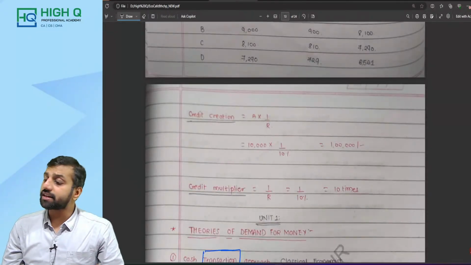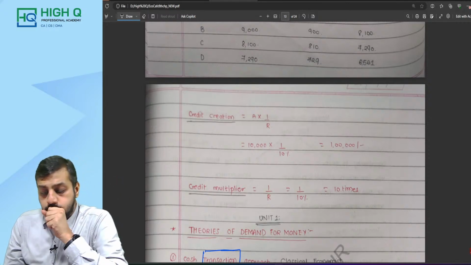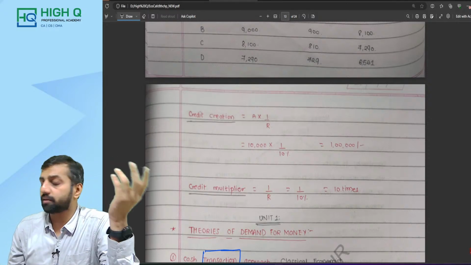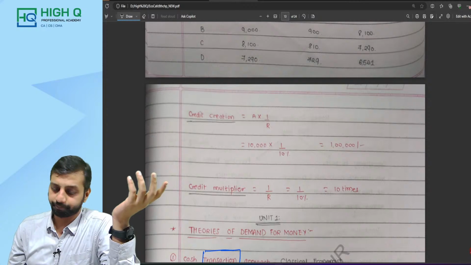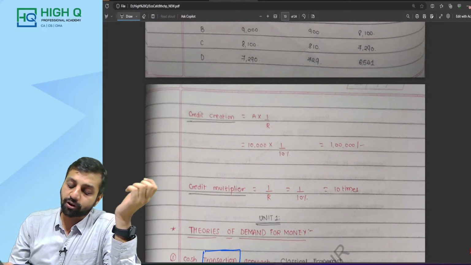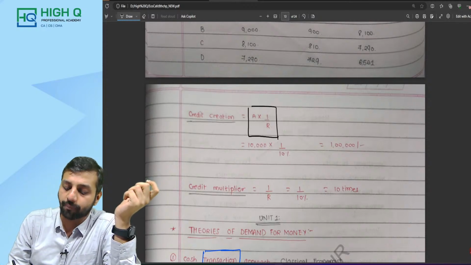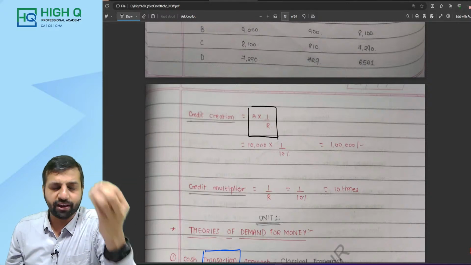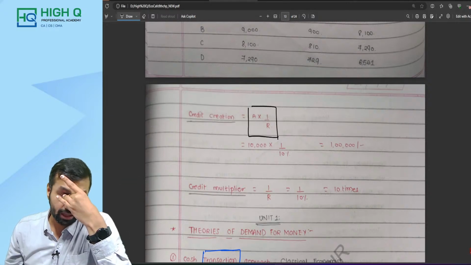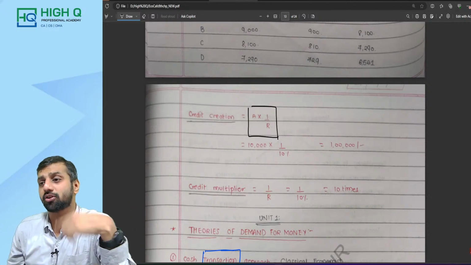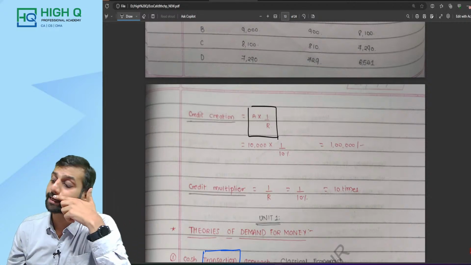And then we have credit creation, which I believe you have already done in your +2 levels. The formula for credit creation is A into 1 upon R. When money enters the banking system, it does not remain at the same level, because banks have the power to create credit.